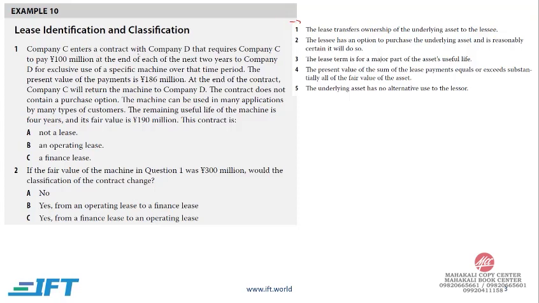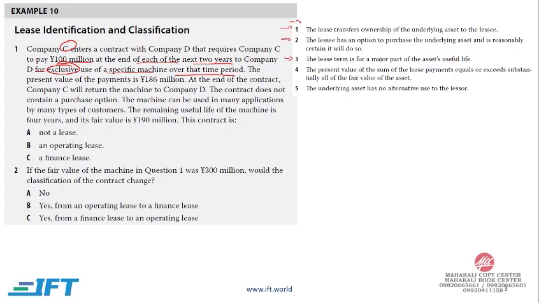Now, company C enters a contract with company D that requires company C to pay 100 million at the end of each of the next 2 years to company D for exclusive use of a specific machine over that time period. So company C is using this machine, and it has exclusive use of a specific machine over the time period. Hence this is a lease. Either it is an operating lease or a finance lease. So we need to see that any one of the criteria is being met.